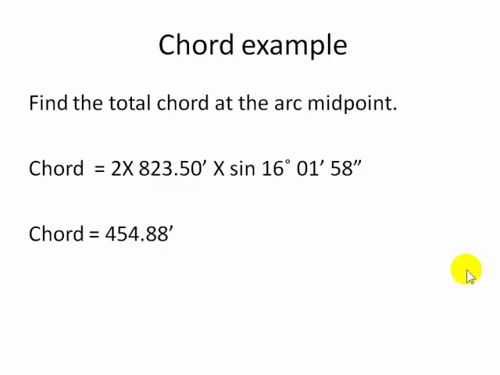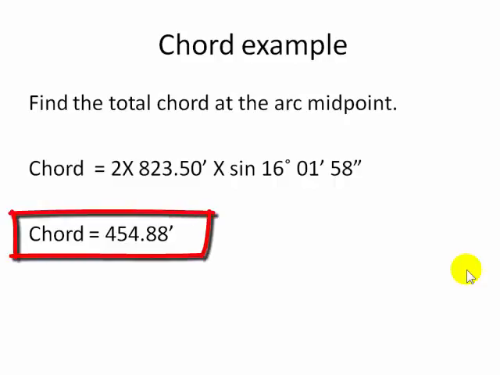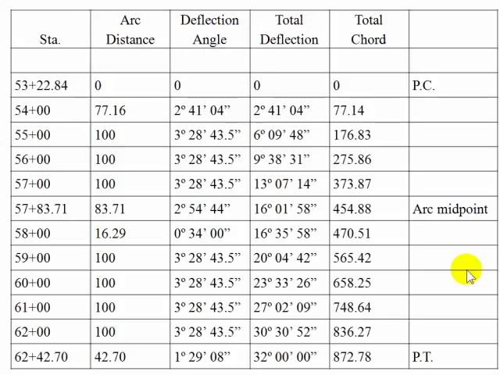Here's a simple example. Let's say we want to find the chord at the arc midpoint, the total chord from the PC to the arc midpoint. Well, it's simply going to be 2 times the radius, that is 2 times 823.50 feet, times the sine of the deflection angle that we computed for the arc midpoint, 16 degrees, 1 minute, 58 seconds. That gives us a chord of 454.88 feet. And you can see that 454.88 feet shows up in the total chord column on this data.